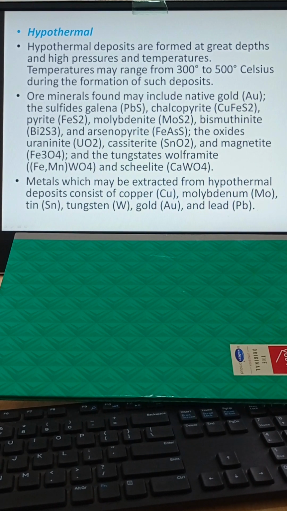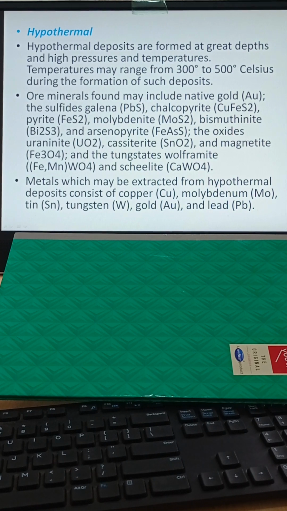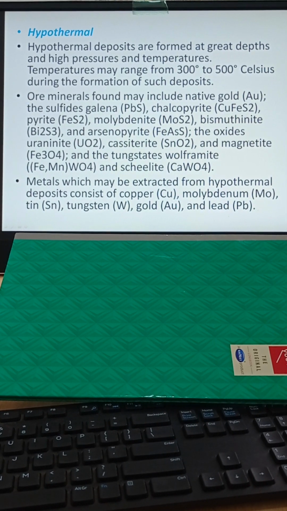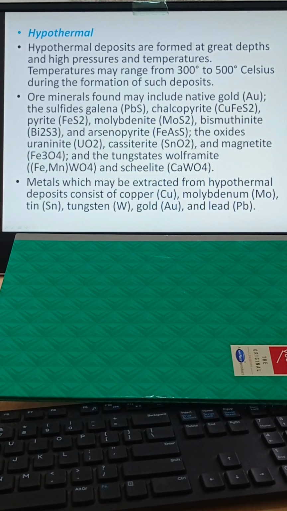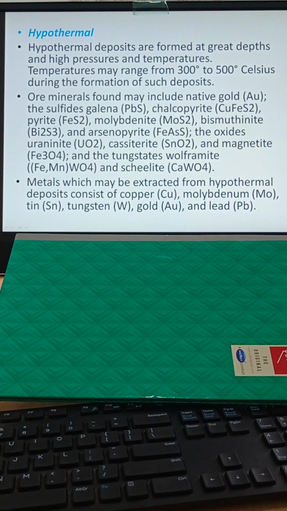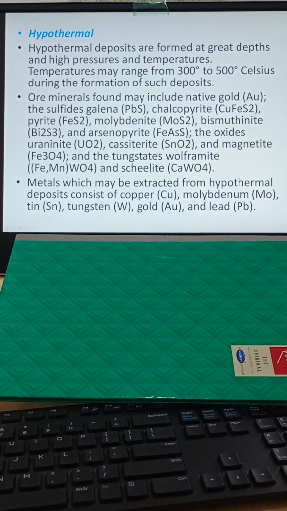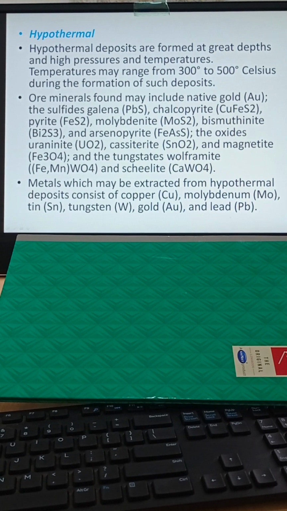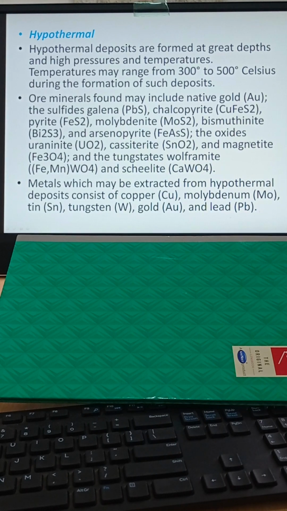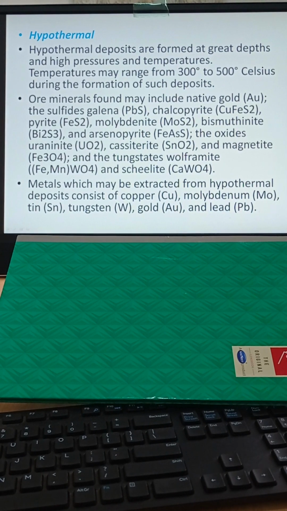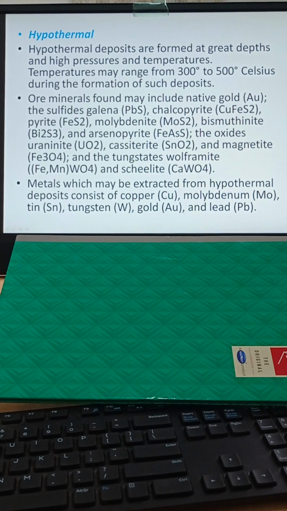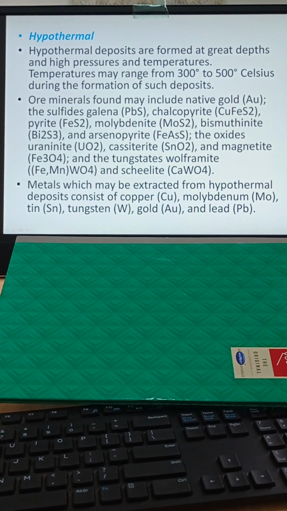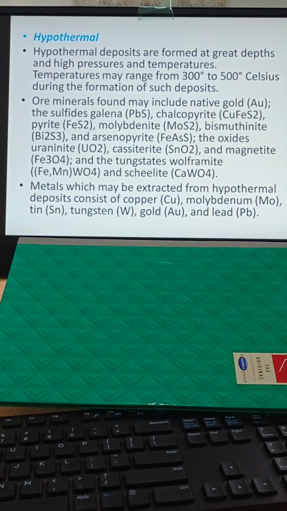Ore minerals found may include native gold, the sulfides galena, chalcopyrite, pyrite, molybdenite, bismuthinite, and arsenopyrite; the oxides uraninite, cassiterite, magnetite; and the tungstate wolframite and scheelite. Metals which may be extracted from hypothermal deposits consist of copper, molybdenum, tin, tungsten, gold, and lead.